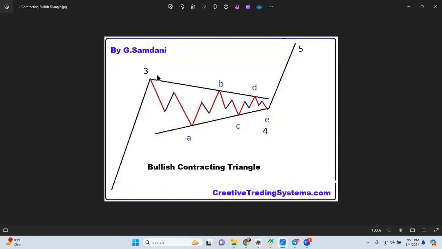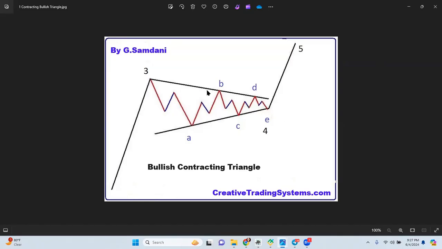After wave three, usually these triangles appear in wave four. These are the characteristics: the A, B, C, D, E. The lower trendline is rising, the upper trendline is slanting, and it contracts at the end. After finishing E, it breaks the triangle and goes all the way for wave five. This is wave four, and the internal structure for the contracting triangle is 3, 3, 3, 3, 3.